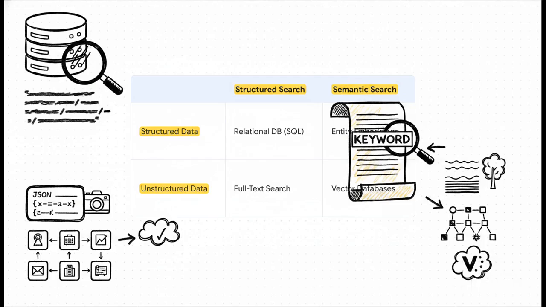It's perfect for things like finding similar users for a recommendation engine. And finally, the bottom right quadrant, unstructured data with semantic search. This is the absolute sweet spot for vector databases. This is where we turn things like images or entire paragraphs into those numerical vectors to find stuff that's conceptually similar, even if the keywords don't match at all.